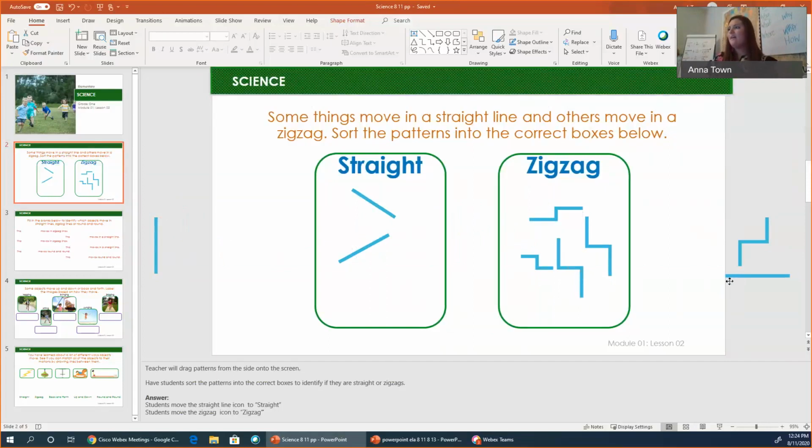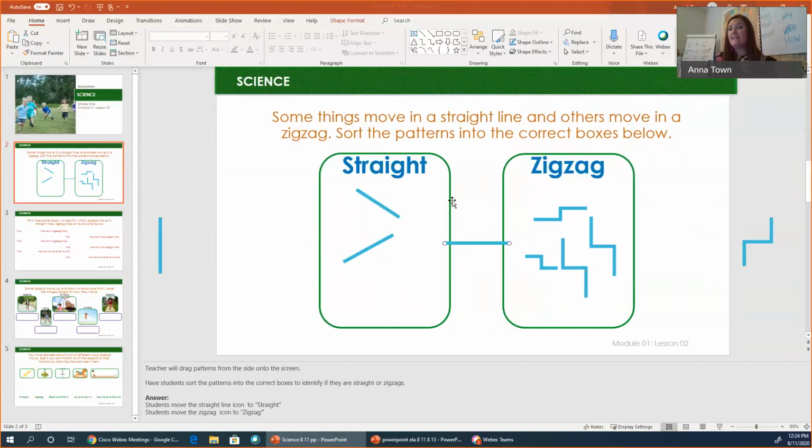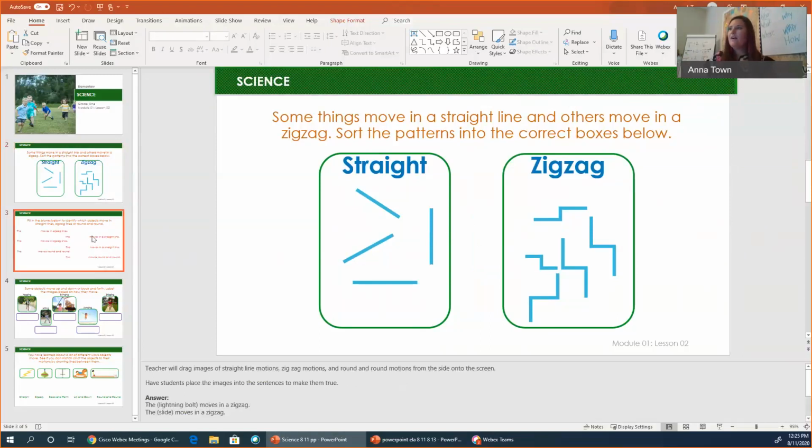Okay, here we go. Is this a straight line, boys and girls, or is it a curved line or zigzag line, excuse me? Straight. It stays going in the same direction. Okay, let's take a look at this one. Is it a straight line or is it a zigzag line? Zigzag. It goes up, side, up. It changes direction. Okay, let's take a look at this line. Is it straight, stays in the same direction, or does it change? It's straight. Good job.